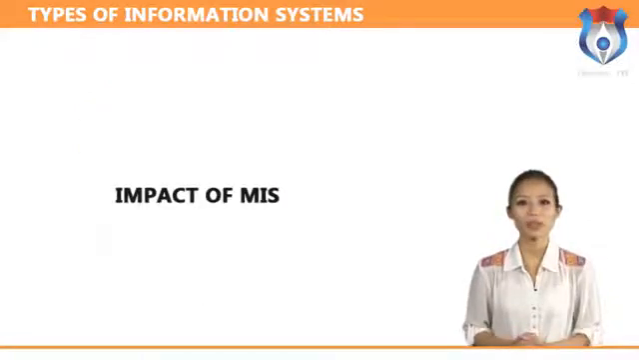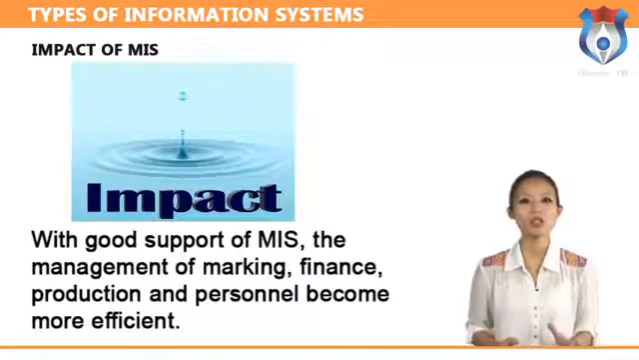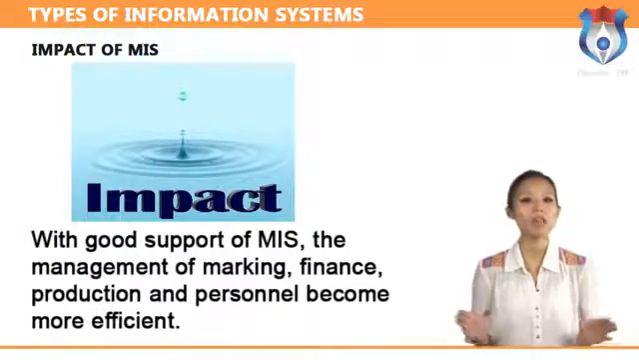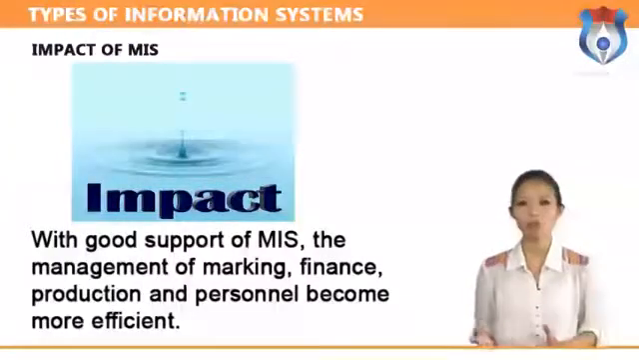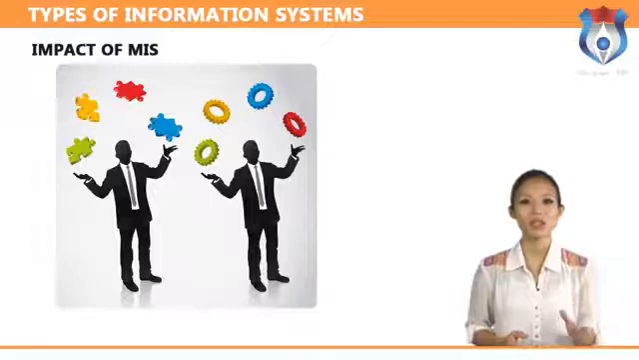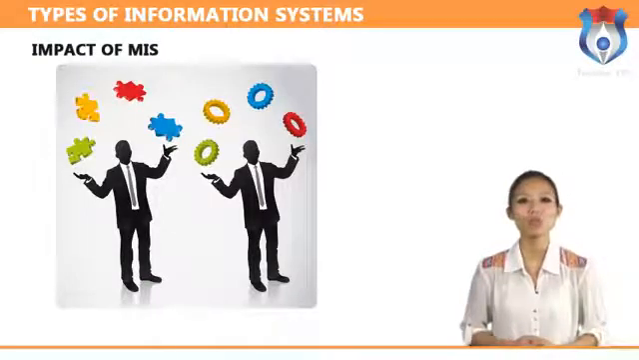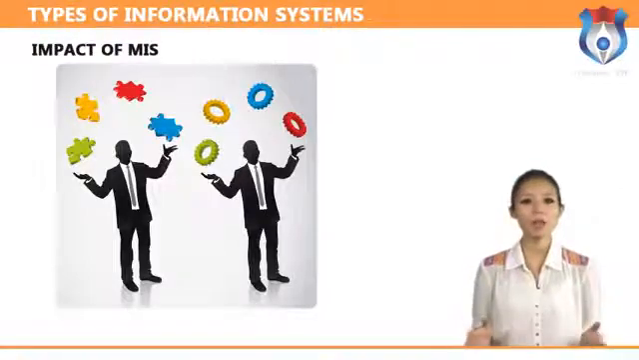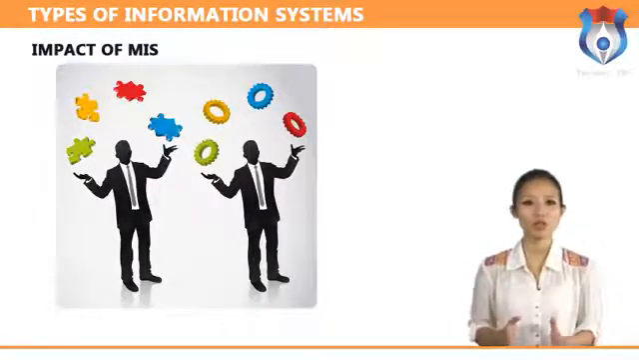Impact of MIS. The impact of MIS on the function is in its management. With good support, the management of marketing, finance, production, and personnel becomes more efficient. The MIS begins with the definition of a data entity and its attributes. It uses a dictionary of data, entities, and attributes respectively designed for information generation in the organization.